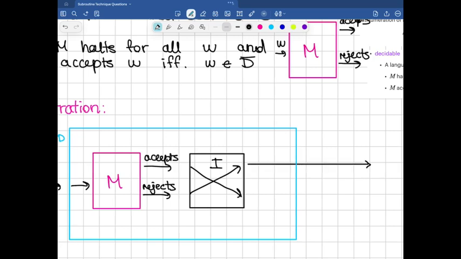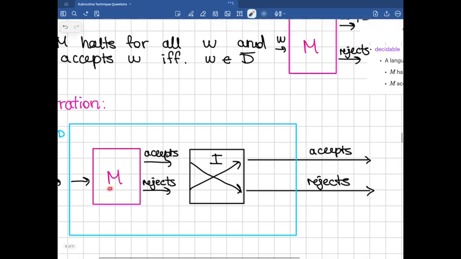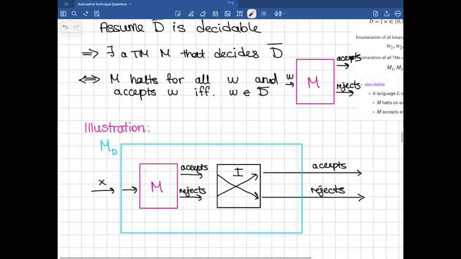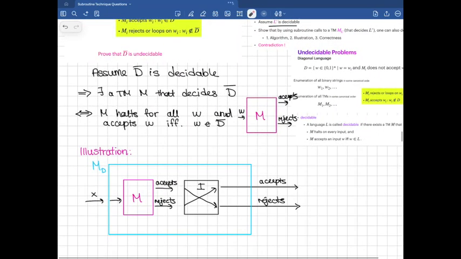So after that, I say, okay, I negate the results, and let me write it down first. This means basically if M rejects, I will accept, and if M accepts, I would reject. This is the idea of a Turing machine for the diagonal language, if we have a Turing machine that decides the D complement as a subroutine.